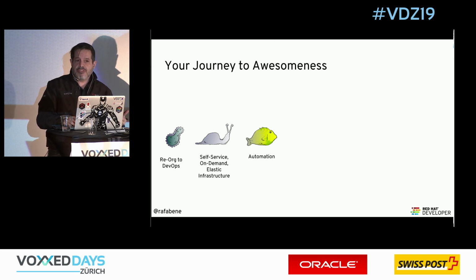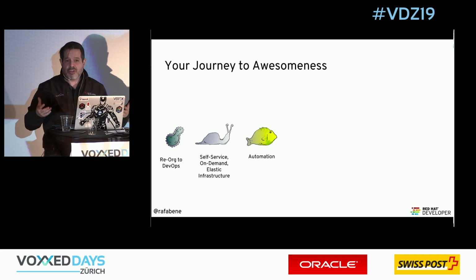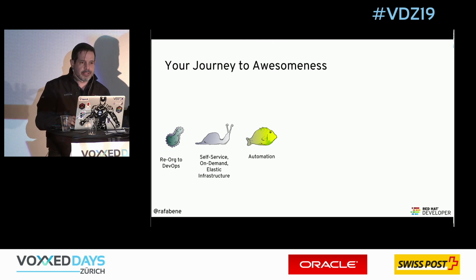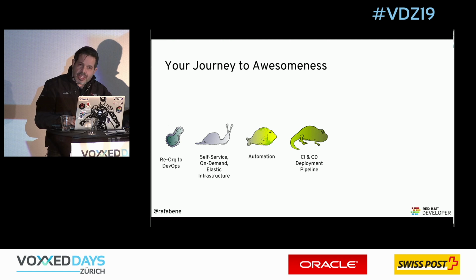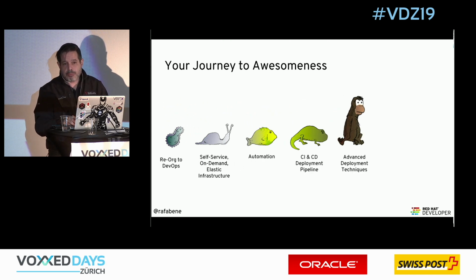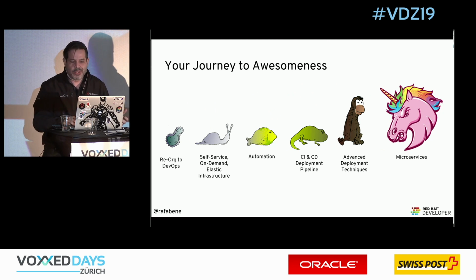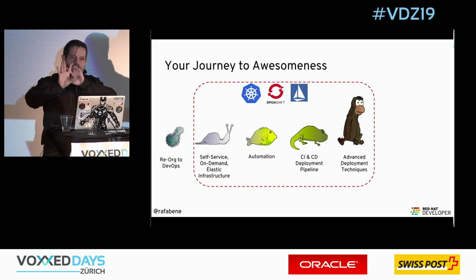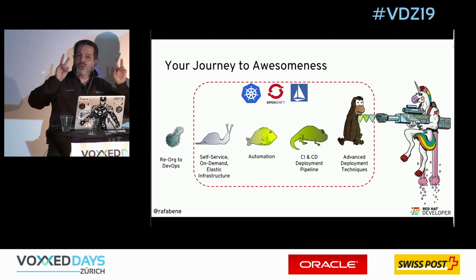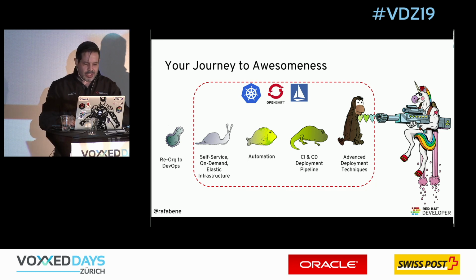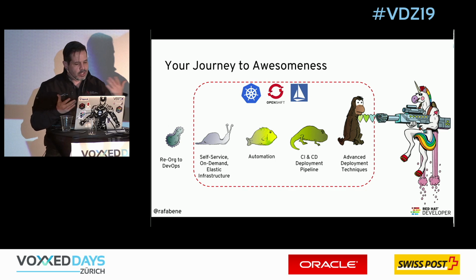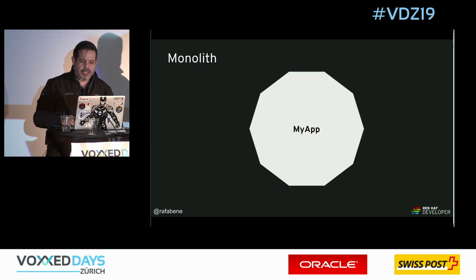Then you need to have automation, build automation, installation of environments using tools like Chef, Puppet, Ansible. With automation, you can think about also a CI/CD pipeline. With a CI/CD pipeline, you will have advanced deployment techniques. Then you can have your first microservice, become the next Silicon Valley unicorn. But if you think about Kubernetes, OpenShift, and Istio, you will have a lot of unicorn love from these tools related to self-service on-demand, elastic infrastructure, automation, CI/CD deployment pipeline, and advanced deployment techniques.